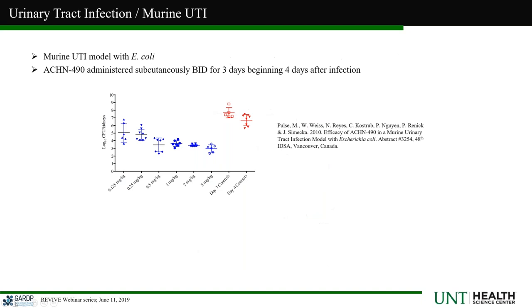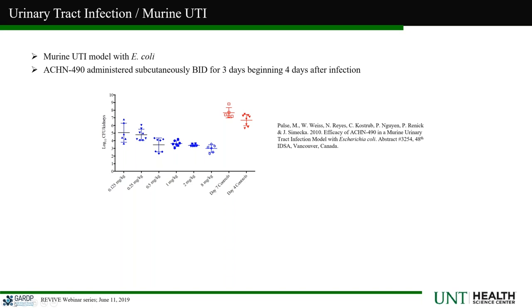This is a UTI model that was done with Achaogen's neoglycoside. At the time, it was ACHN-490, twice a day for 3 days, starting 4 days after infection. Like I said, we've set up that infection. You can see you got a reduction in kidney titers down to the level of detectability, about 3 logs. That is about 4 to 5 logs lower than control. So this was done back in 2010 to show that this new compound at the time was efficacious in a UTI model with an E. coli.